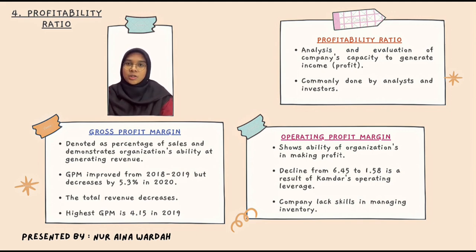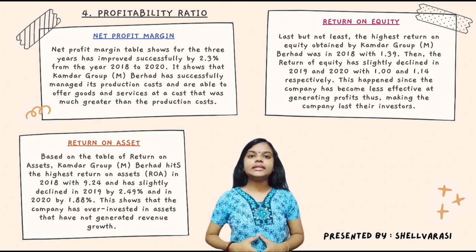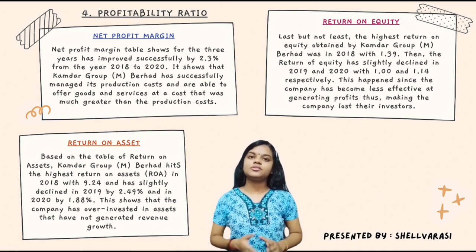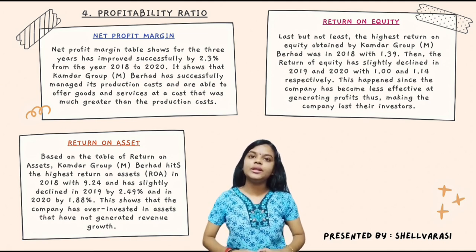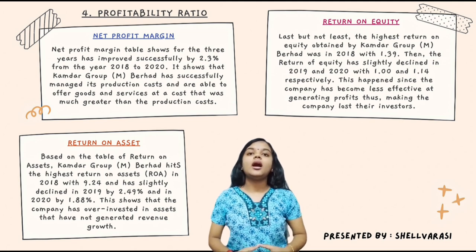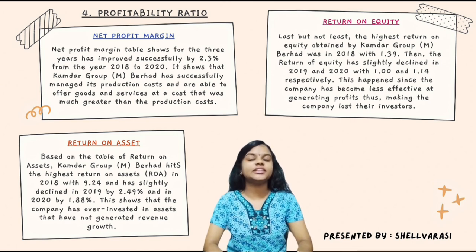Operating profit margin shows the ability of an organization to make profit. The decline in operating profit margin from 6.45 to 1.58 is a result of the company's operating leverage. This shows that the company lacks skills in managing inventory. Furthermore, the net profit margin table shows that over the 3 years it improved successfully by 2.3% from 2018 to 2020. It shows that Kamdar Group Berhad has successfully managed its production costs and is able to offer good service at a price much greater than the production cost.